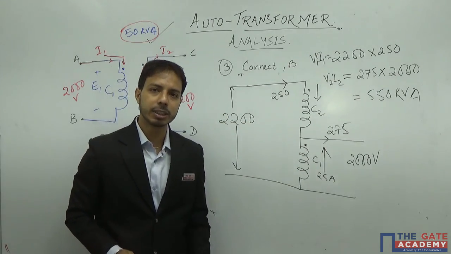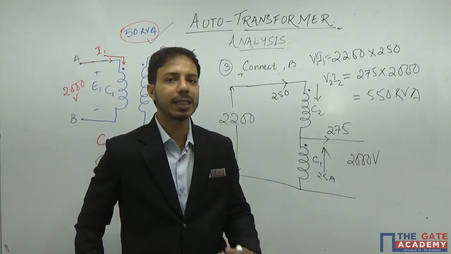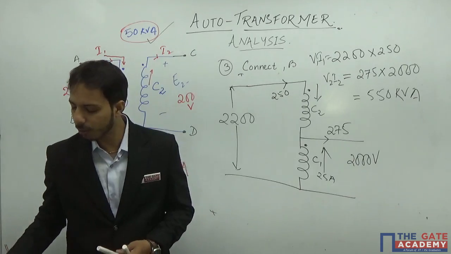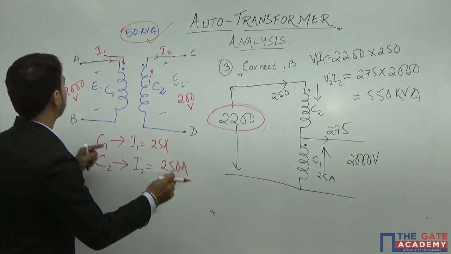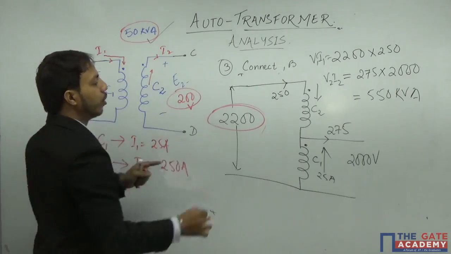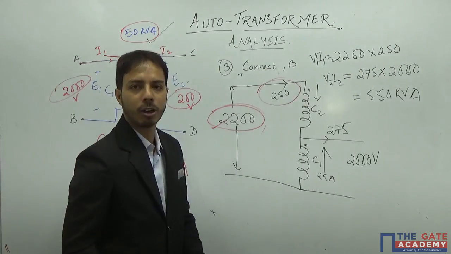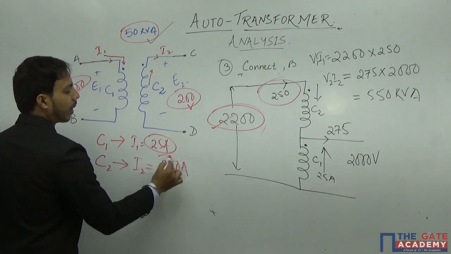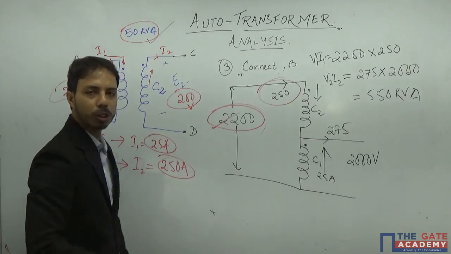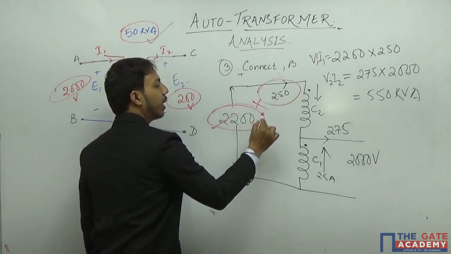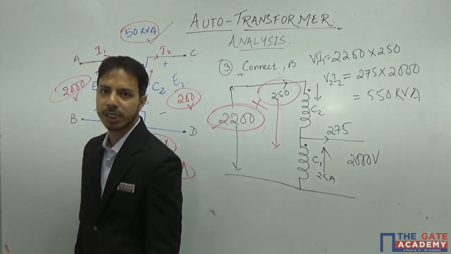Now if anybody asks you, and in GATE questions also it is asked, what is the maximum possible kVA rating? By common sense we can say that the maximum possible output voltage is by adding 2000 and 200, which is 2200. And I will multiply this with the maximum possible current, see, this is 25 ampere and this is 250 ampere. So maximum possible voltage multiplied by maximum possible current, which is 250. If I multiply them, I get the maximum possible kVA. And this is a question of 2016, which we will see later.